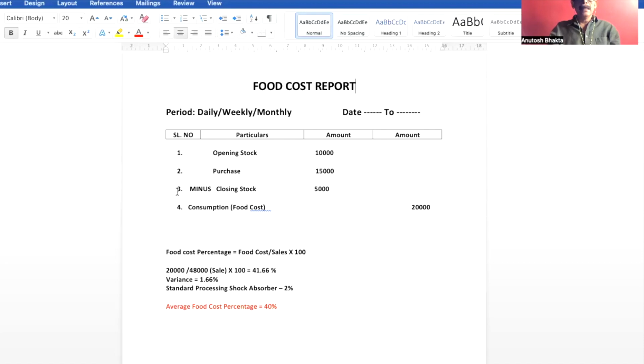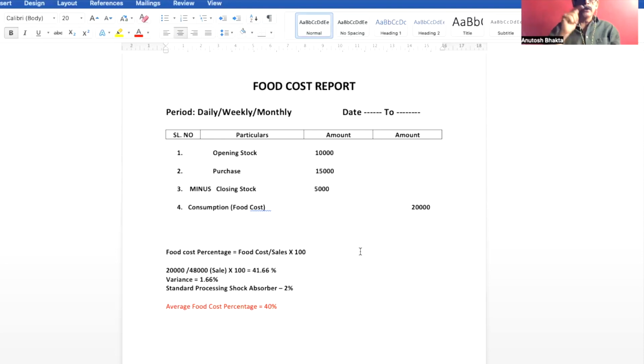So, at the end of the week, that means the night before closing your restaurant, you calculate your closing stock and convert it into money, into an amount. Suppose your closing stock is 5,000 rupees. So what will be your consumption? That is your total food cost for the week. It will be 10,000 plus 15,000, 25,000, minus 5,000, that is your closing stock, that is 20,000. So 20,000 rupees is your consumption, that is your food cost for the week.